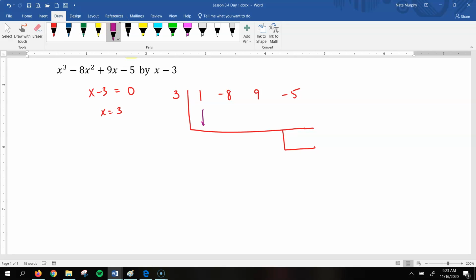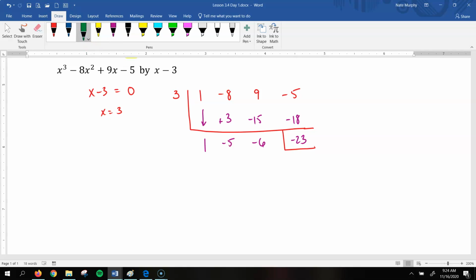And then the process is we bring this down. So I bring that down, I get a 1. So now I multiply. 3 times 1 is 3. Now I add these two together. Negative 8 plus 3 would be negative 5. Multiply those together, we get negative 15. And when I add 9 plus negative 15, I get negative 6. 3 times negative 6 is negative 18. And when I add those together, I get negative 23. So I have a remainder here.